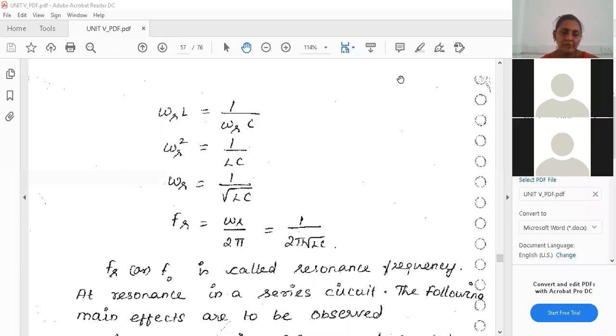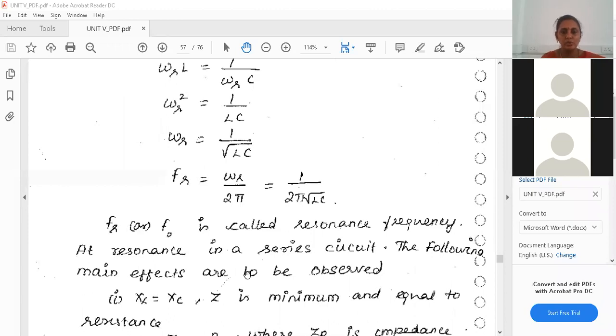And what is FR? FR is equal to 1 by 2 pi root LC. Now this FR is called the resonant frequency. In some books it has been given as F naught. So F naught or FR, we call it the resonant frequency. At resonance in a series circuit, FR is equal to 1 by 2 pi the square root of LC.